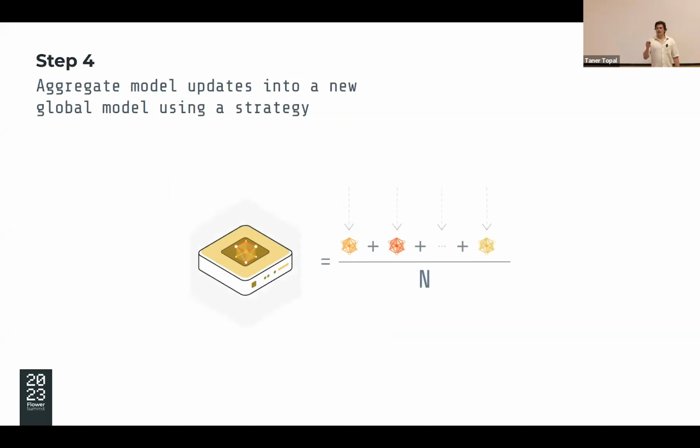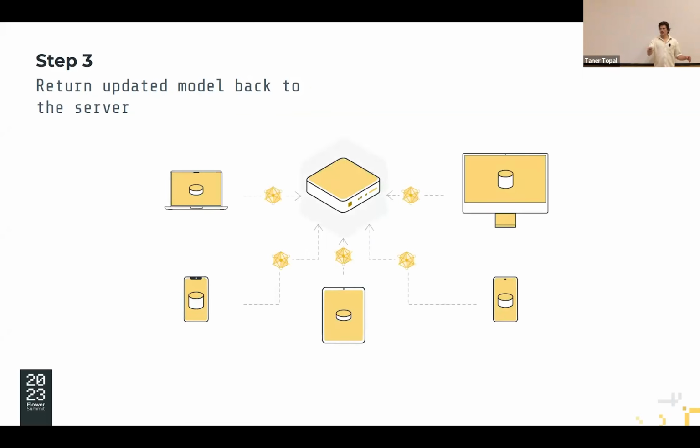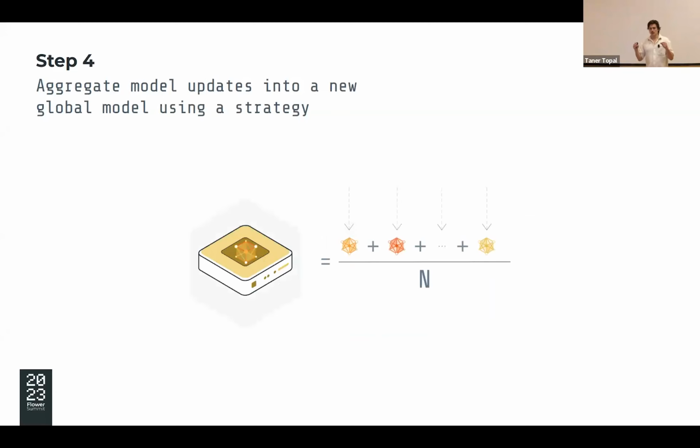And so the next step is going to be, sorry, I might have skipped this. So the devices are going to send their models back to the server. And then what the server does is that it's going to aggregate all those weights into one model, which is going to be what we call the global model, using a strategy. So the most basic strategy would be Fed averaging, which is just a weighted average of all the weights.